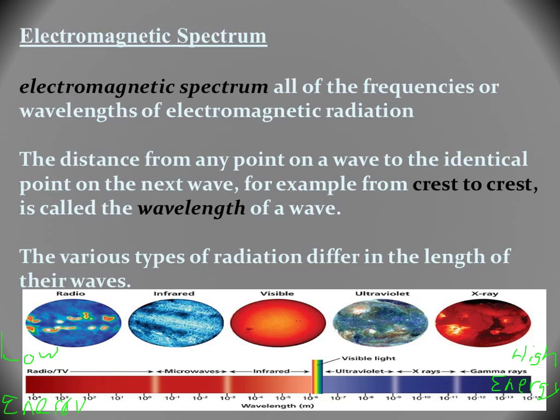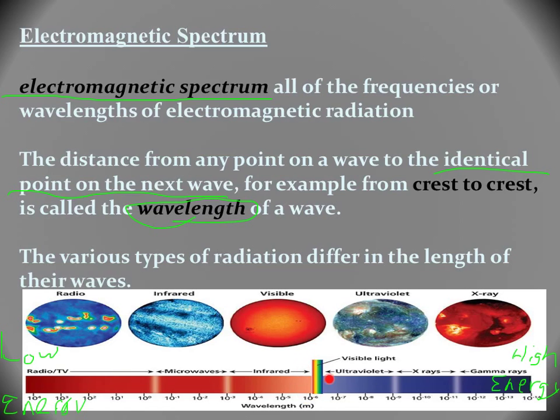And all of these together make up what is known as the electromagnetic spectrum, which is all of the different frequencies or wavelengths of electromagnetic radiation. Right? These all interact with each other. And what we do is we measure the waves from any fixed point to the identical point on the next wave. And that is a wavelength. It's how long it takes to get from one wave to another. Right? And different radiations have different types of wavelengths.